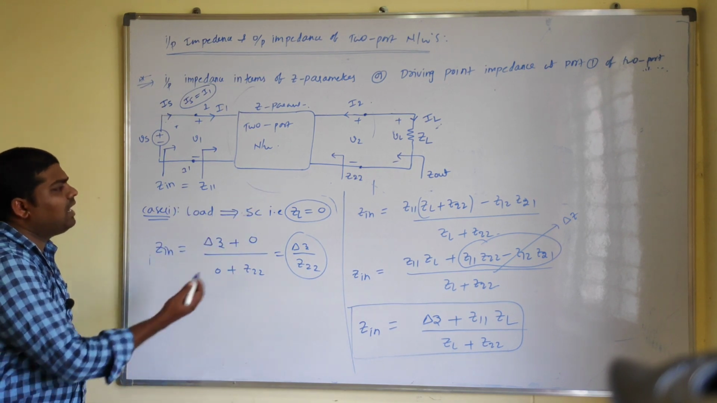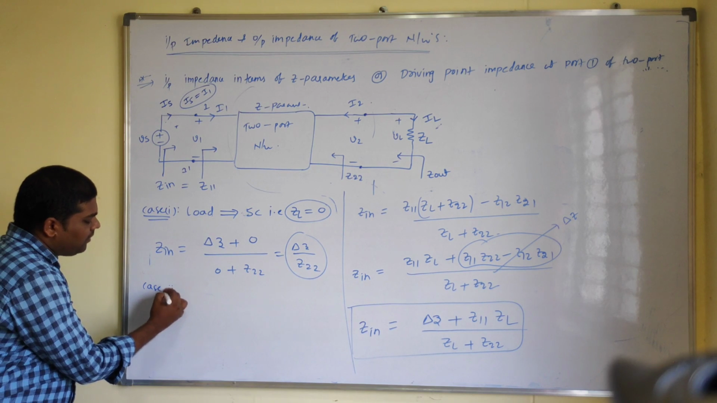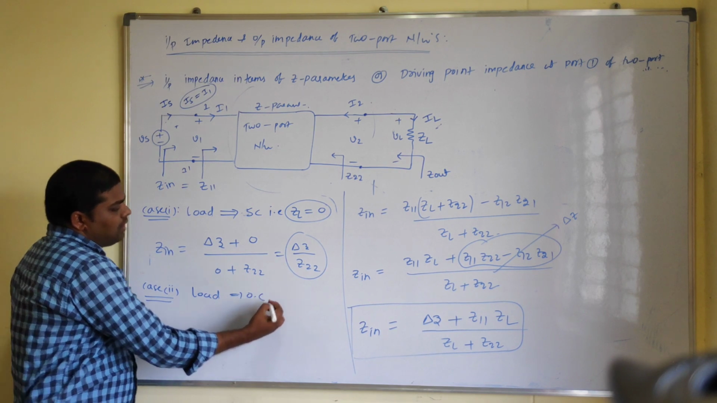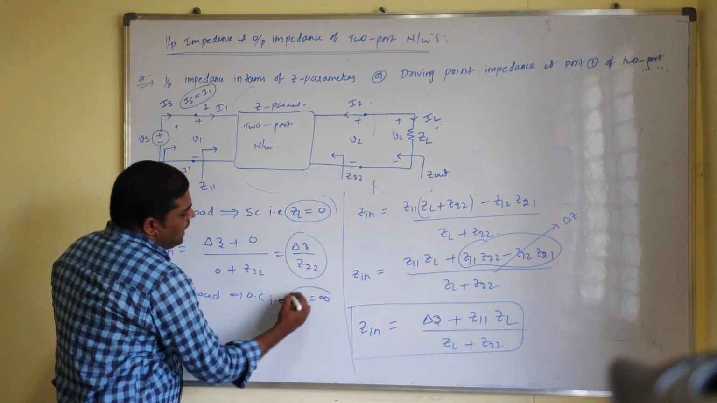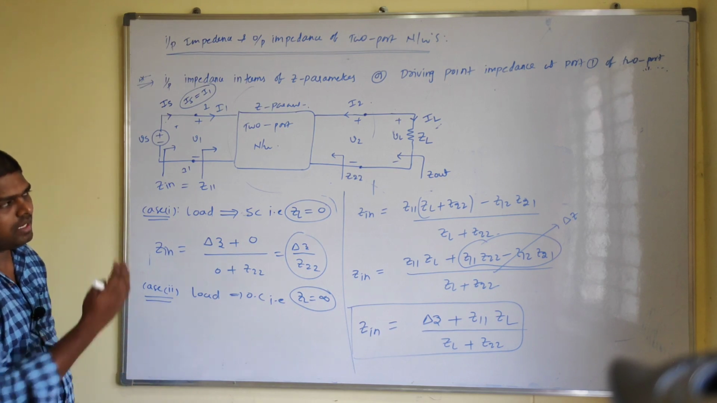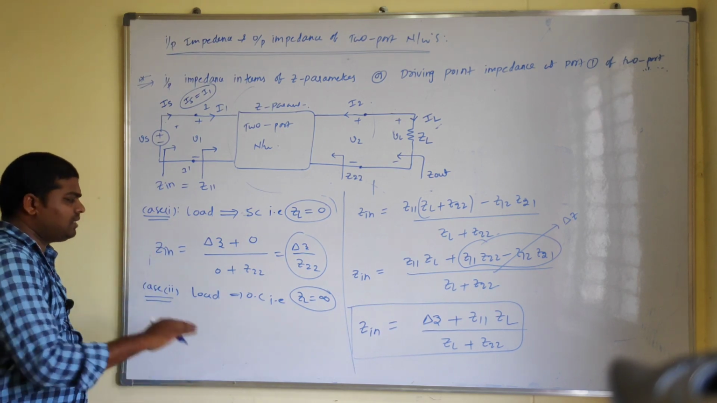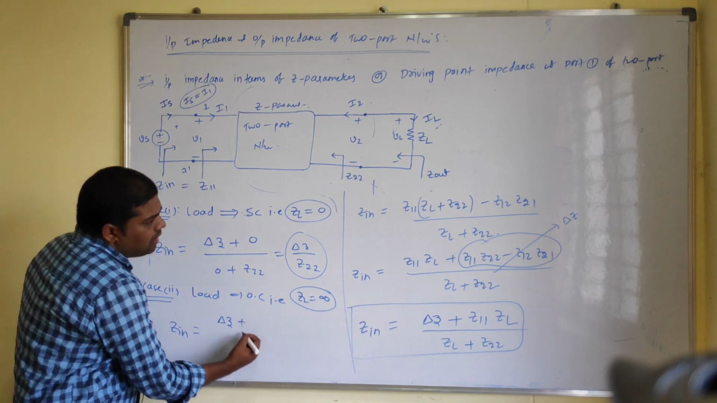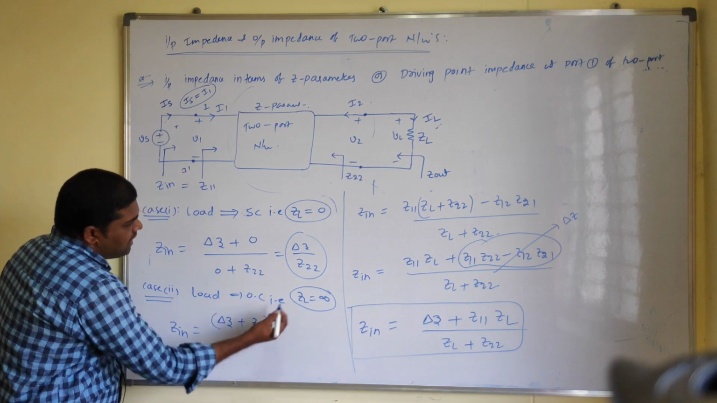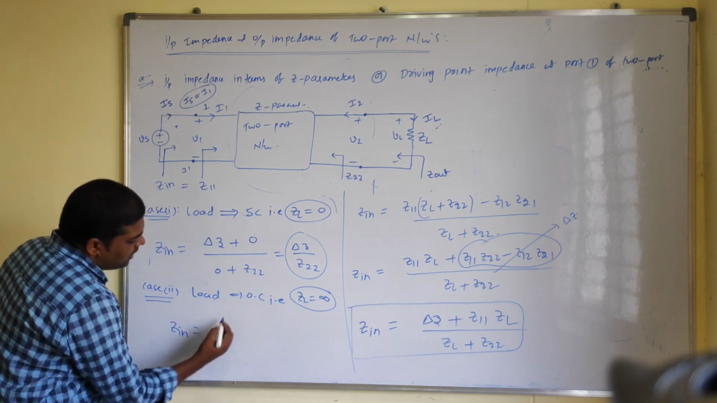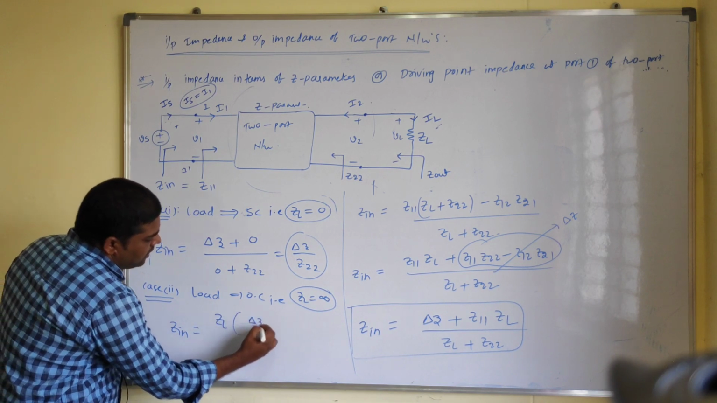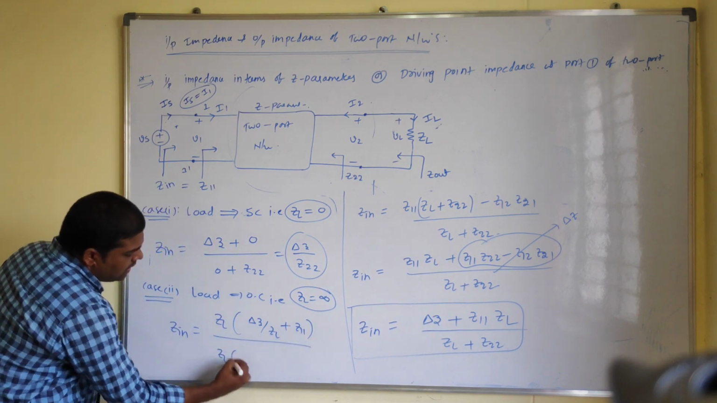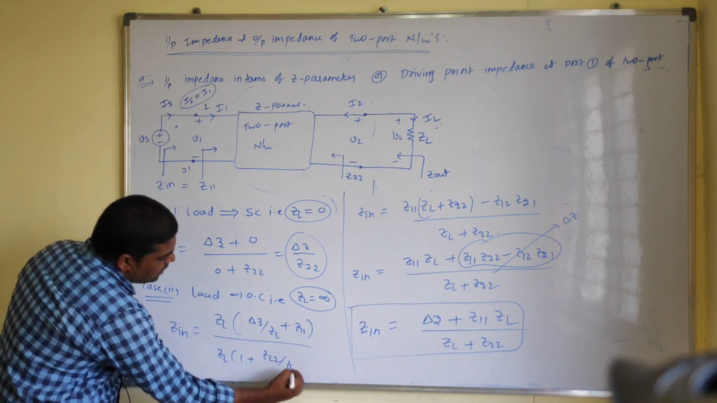In the same way, case 2, ZL equals infinity. The load acts as an open circuit, that means ZL equals infinite. If you take an infinite resistance at the load, which acts as an open circuit, in such a case the input impedance Zin equals delta Z plus Z11 ZL over ZL plus Z22. If you take ZL common, then you get delta Z by ZL plus Z11 over 1 plus Z22 by ZL.